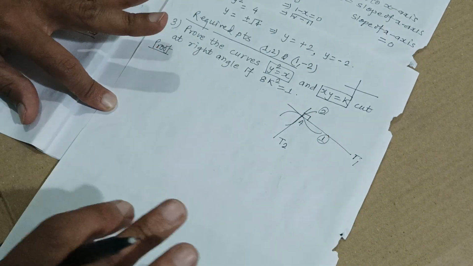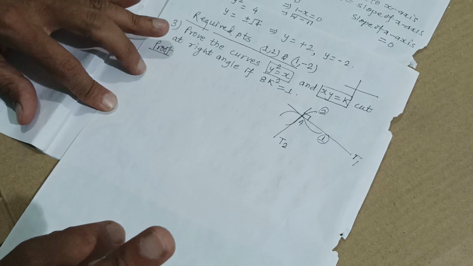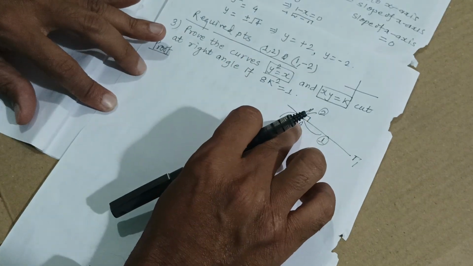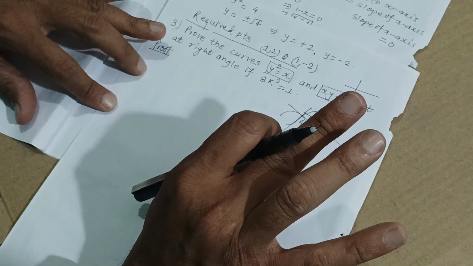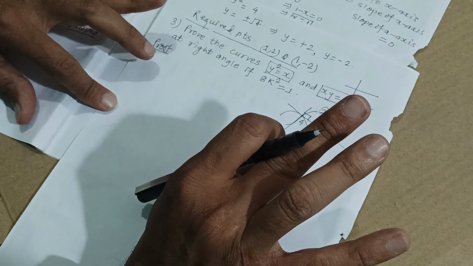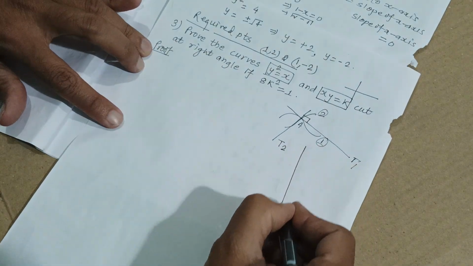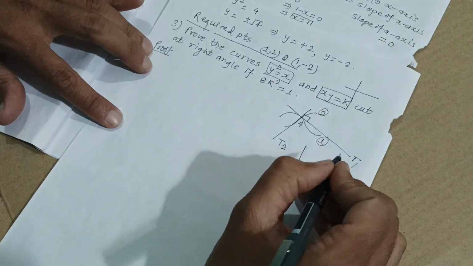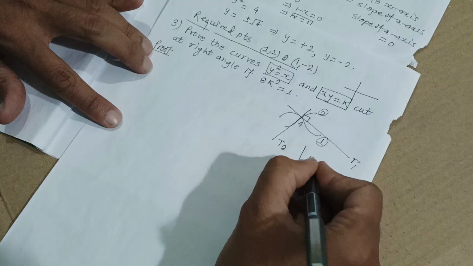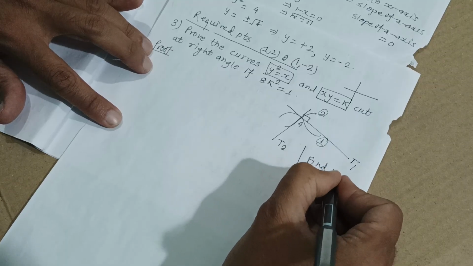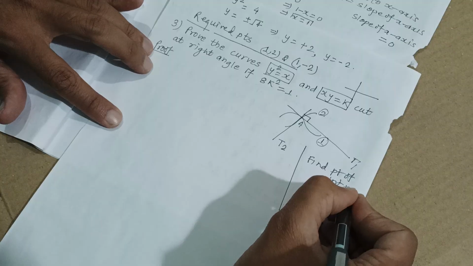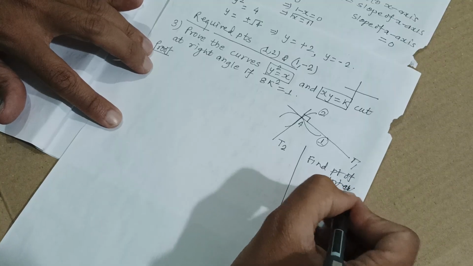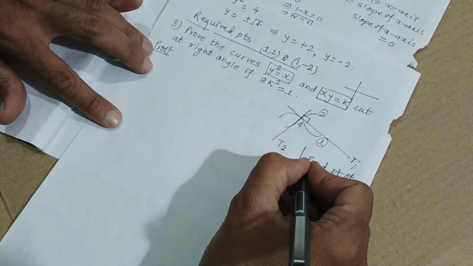So tangents cut at right angle, it means the two curves intersect at a point. At this point, the angle between the tangents is 90 degrees. So what we have to do? We are going to do the steps like this. First step, find the point of intersection. This is the first thing we need.